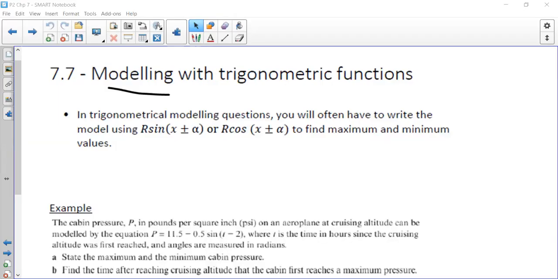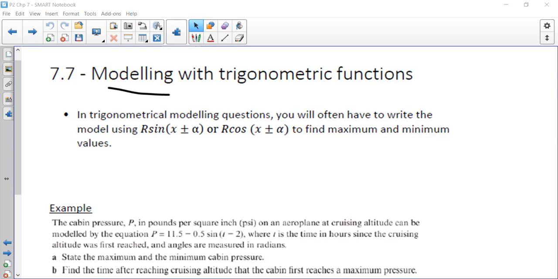Right. Finally, we are working on the last bit of chapter 7 about trigonometric functions. And we are targeting the biggest piece in the chapter, which is about modeling. Now, a lot of students come to me and ask me, sir, how do we do modeling? When it comes to modeling, it applies to all kinds of modeling in maths.